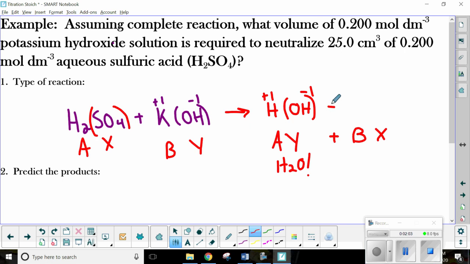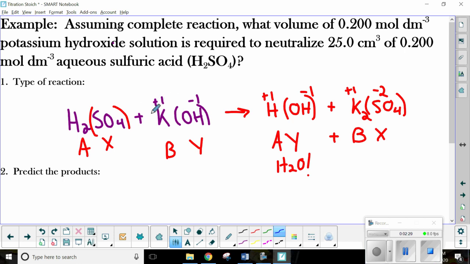And then I've got some potassium mixed with some sulfate. Sulfate from my polyatomic table has a -2. Potassium has a +1. I flip the charges, make them subscripts. And there you go, just like that. So my last step here is to make sure my molar ratios are correct, or balance the equation.